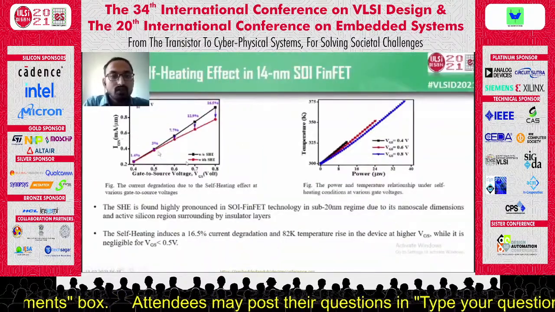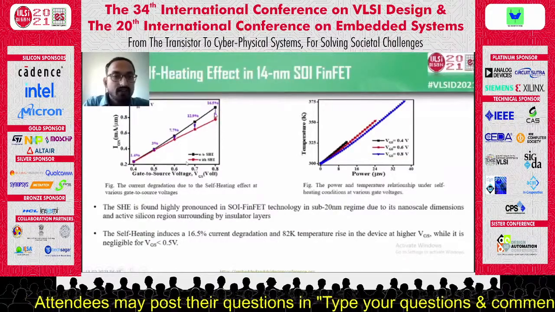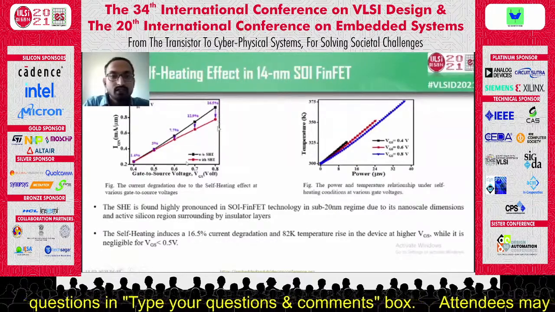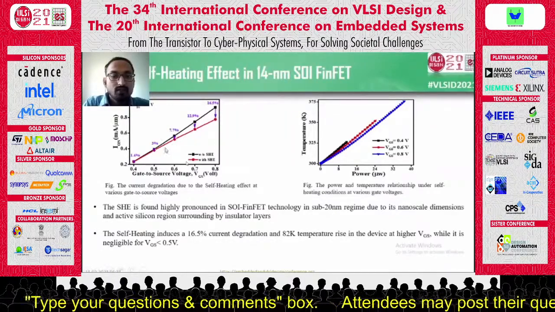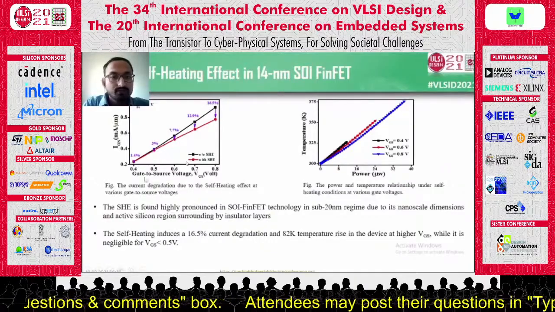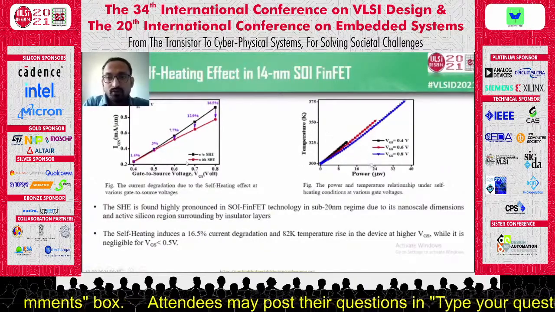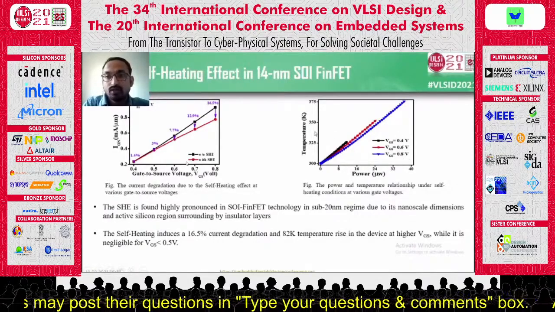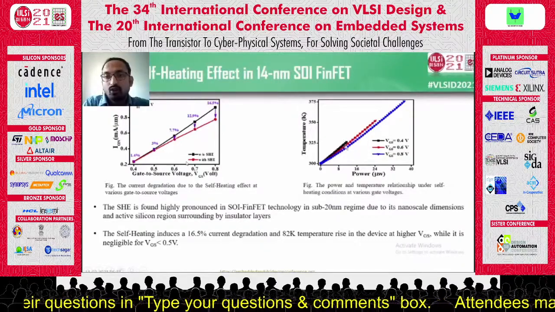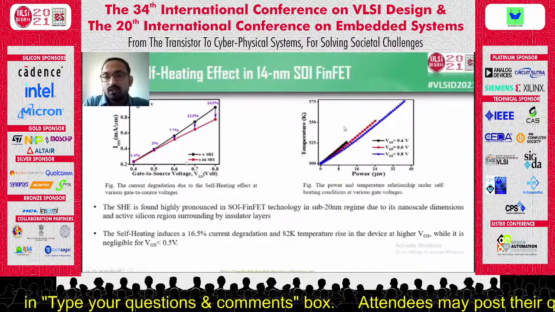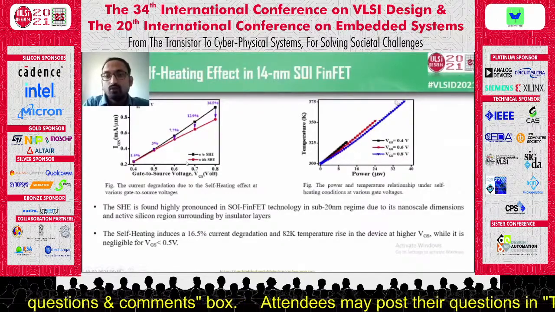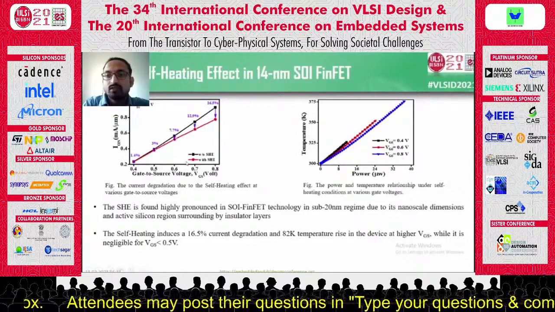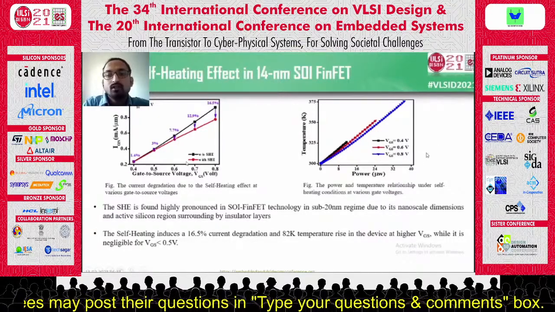Here we have shown the degradation in drive current at different gate voltages. Here we can observe a higher current degradation at higher gate voltages, while it is negligible at 0.5 volt and below. Here we have shown the power temperature curve at three different gate voltages, 0.4, 0.6 and 0.8 volts. Here we can observe that the slope of the curve reduces by increasing the gate voltage. The slope of the curve is called the thermal resistance. So the thermal resistance reduces by increasing the gate voltage. It is mainly due to the increase in the heat spreading area.